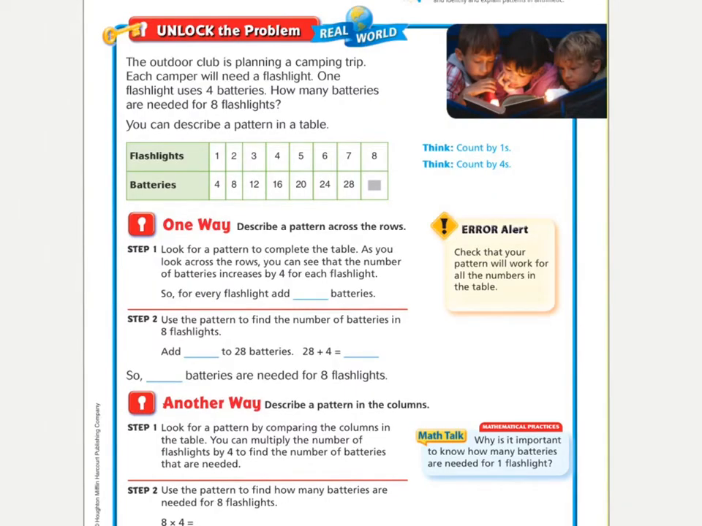Let's take a look at our first problem. The outdoor club is planning a camping trip. Each camper will need a flashlight. One flashlight uses 4 batteries. How many batteries are needed for 8 flashlights? So we're going to look at the table and describe the pattern that we see.